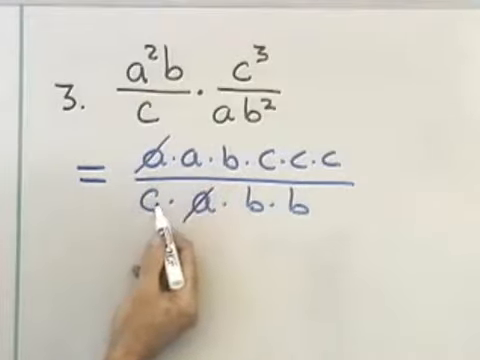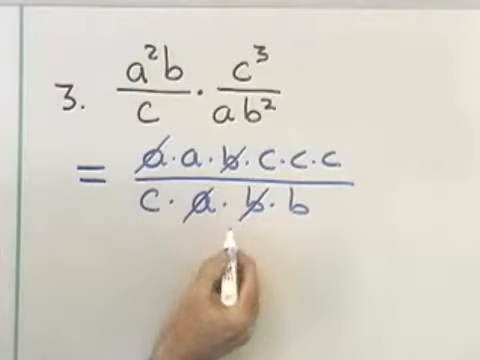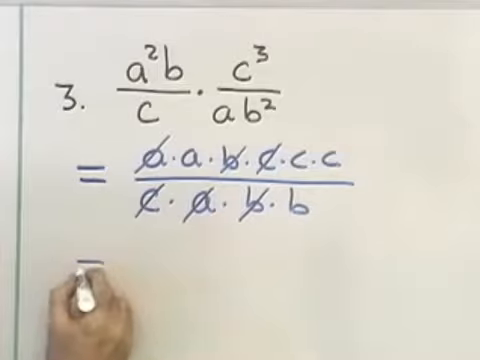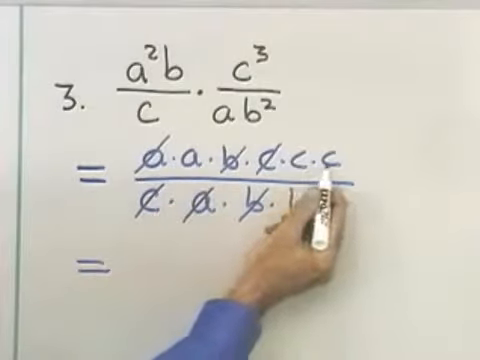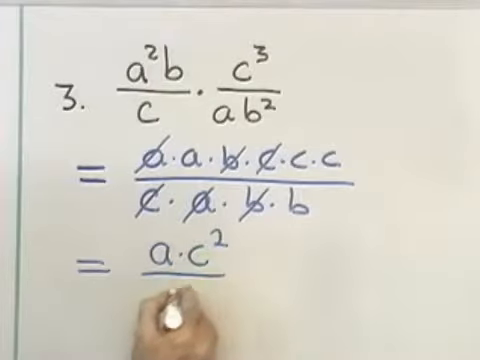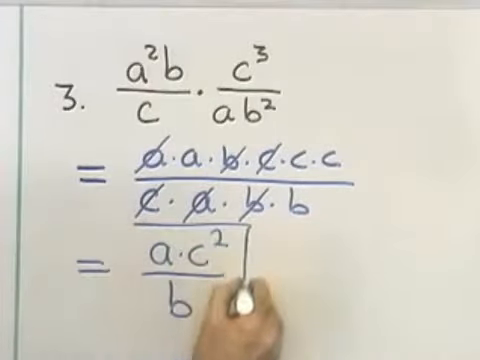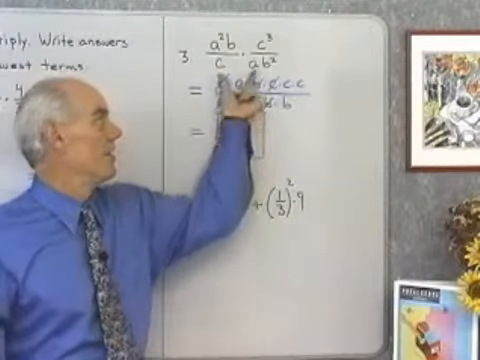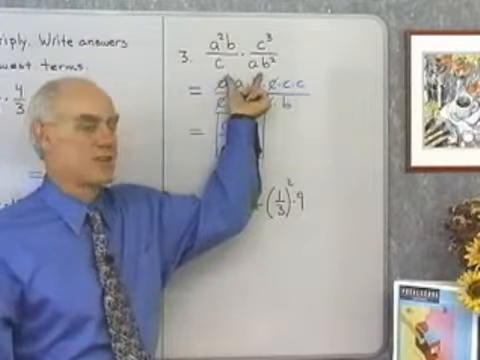Let's see, there's no factor common for that a, so these b's divide out, and then that c with that c. So I'm left with, in the numerator, a times c, which is a times c squared, and in the denominator I'm left with just b. So that's the product in lowest terms of these two fractions right here.